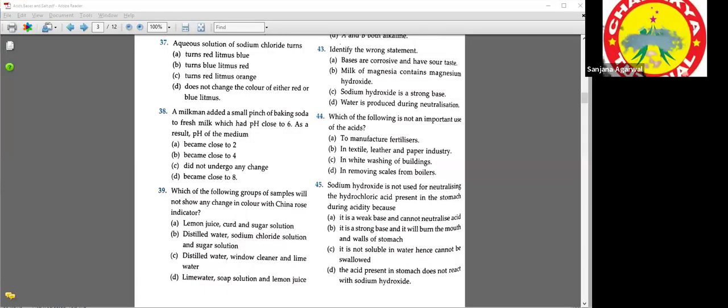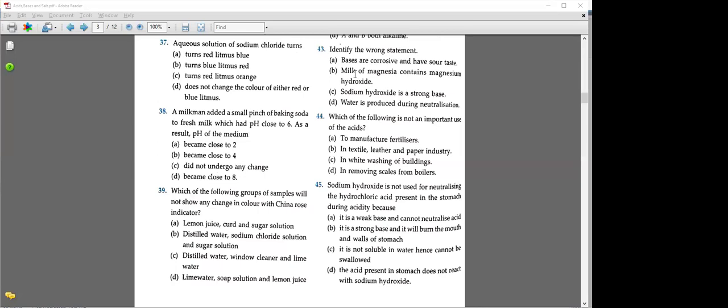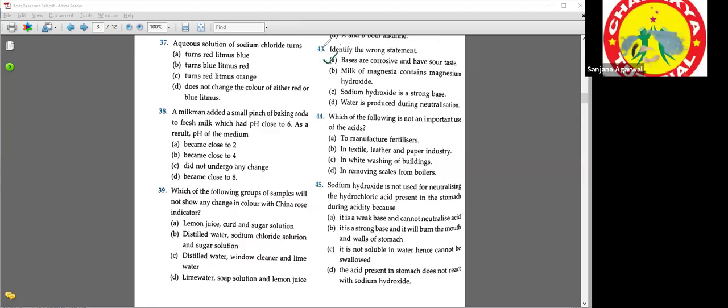The answer is option A because acids are corrosive and have sour taste, and bases have bitter taste. Like because of acid rain, anything that is acidic in nature may corrode other substances. Yes. Next, which of the following is not an important use of acid?